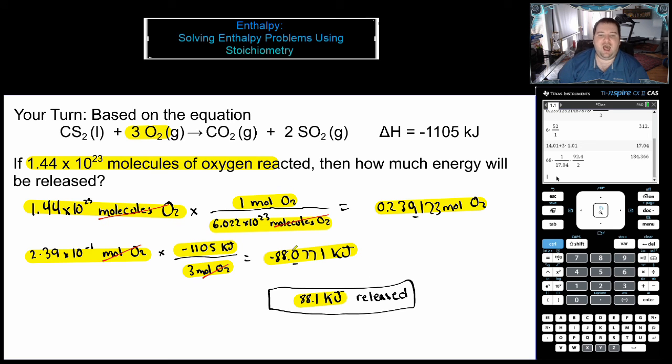Now notice I had the negative sign in there. It's not going to impact my answer, right? But what I do know is that a negative amount of kilojoules means that it's being released, right? And in the problem, it also says how much is going to be released. So it's going to be very hard for you to get this wrong, right? But there you go. It's 88.1 kilojoules.